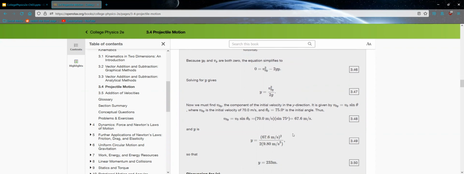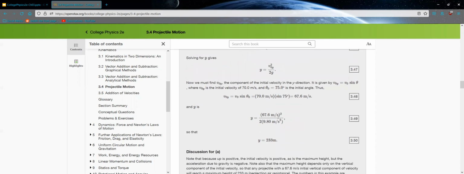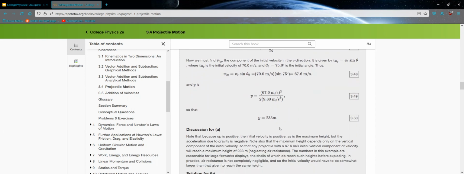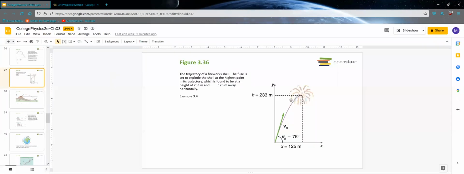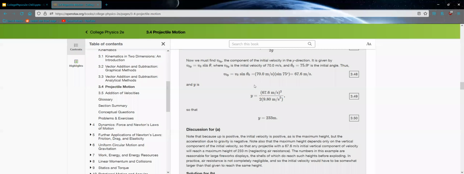But wait a minute, that's the initial velocity in the y direction, so we don't use 70 here. We take V naught y equals V naught sine theta, and we use that to figure out what the y component of our initial velocity is. Plugging the numbers in, you get 67.6 meters per second. The y component of that firework is 67.6 meters per second. Now we have an initial velocity that we can square for our numerator. We can solve our denominator at the bottom and find out that the firework travels 233 meters up before it explodes. The explosion up here, 233 meters. Again, kind of gave away the answer with the question. That's not the point. Cool.